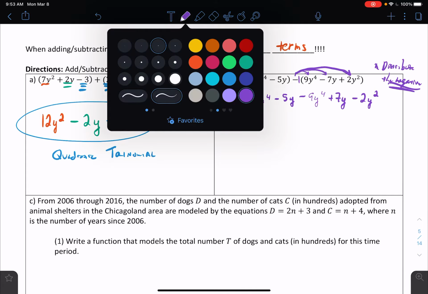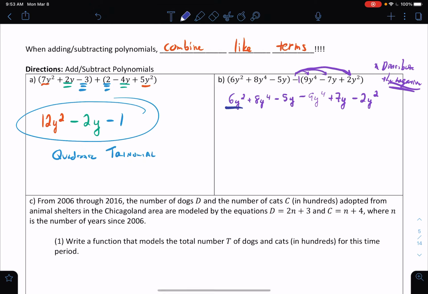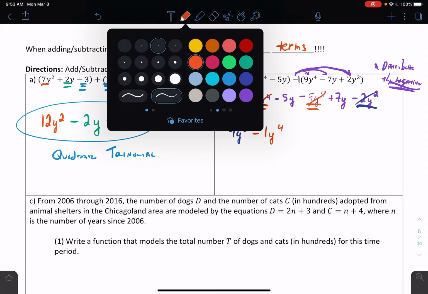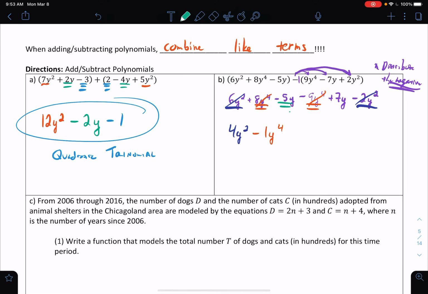Now, let's combine like terms. So we get 6y squared minus 2y squared. So that's going to give me 4y squared. Next up, we've got 8y to the fourth minus 9y to the fourth. So that's going to give me minus 1y to the fourth. And then we've got negative 5y plus 7y. So negative 5y plus 7y, that's going to give me positive 2y.